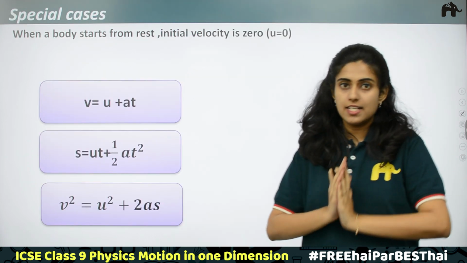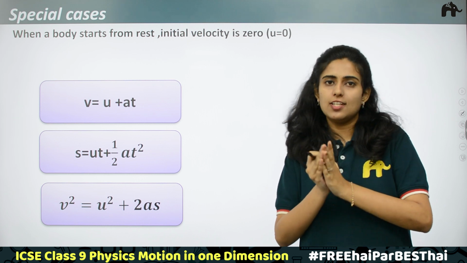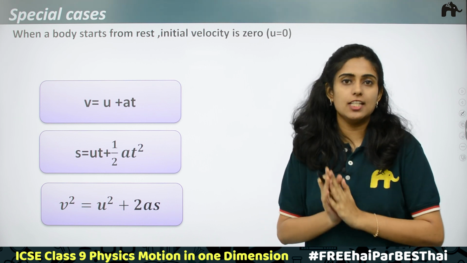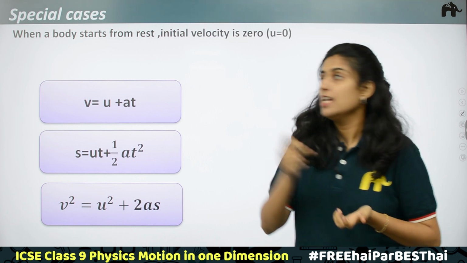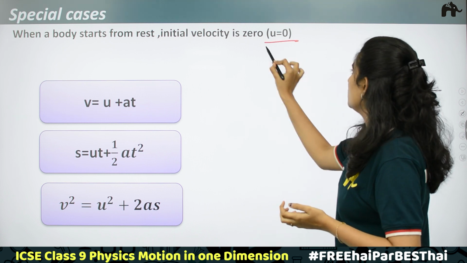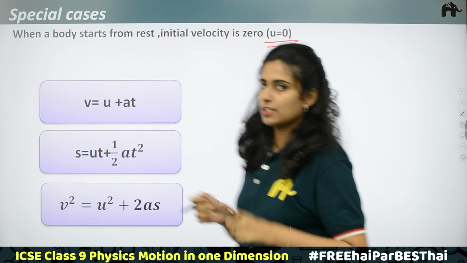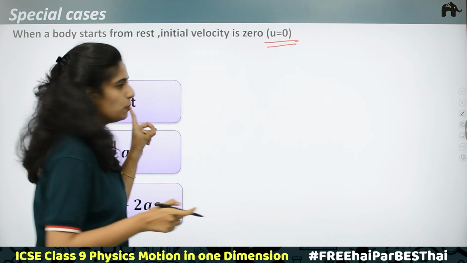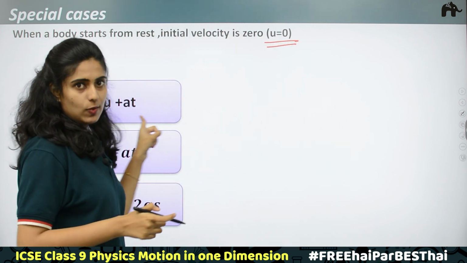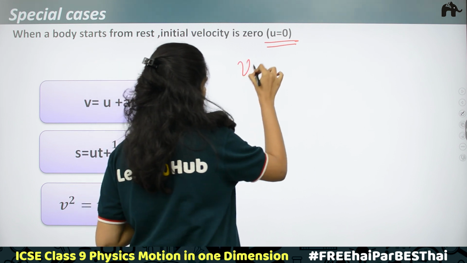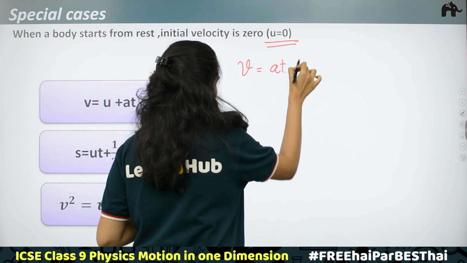Now consider a case where a body is initially at rest. When a body is initially at rest, what is the initial velocity? Initial velocity u will be equal to 0. Then we can rewrite all these three equations of motion. The first equation is v = u + at. When u becomes equal to 0, then v = at.